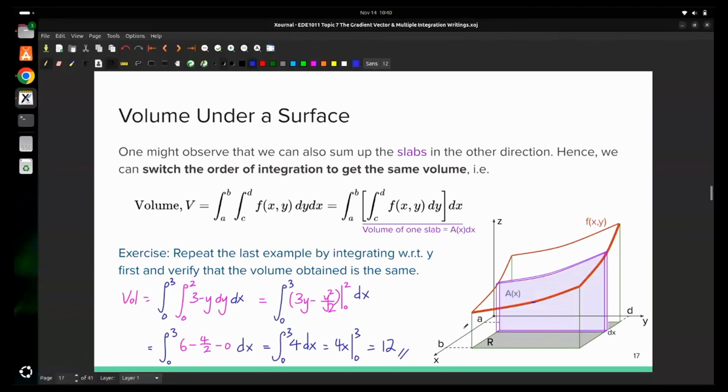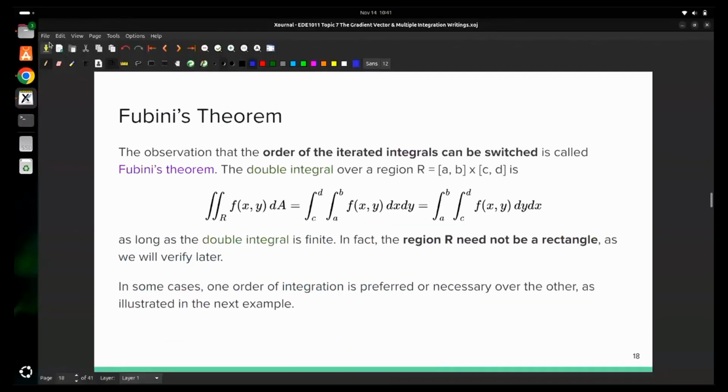Correct. So actually, which order of integration you choose is up to the problem and also your feeling of which order is easier to integrate first. Okay? So the observation that the order of the integrals can be switched is called Fubini's theorem.